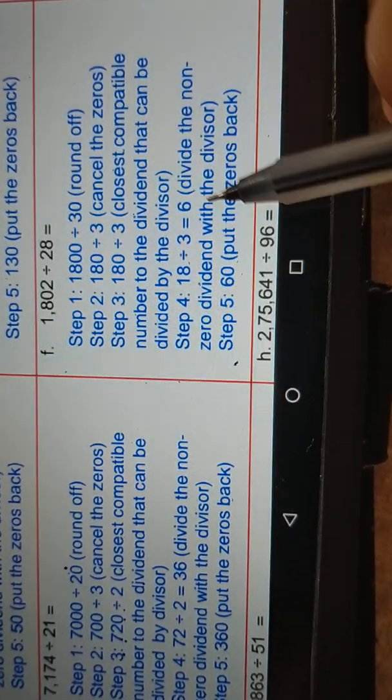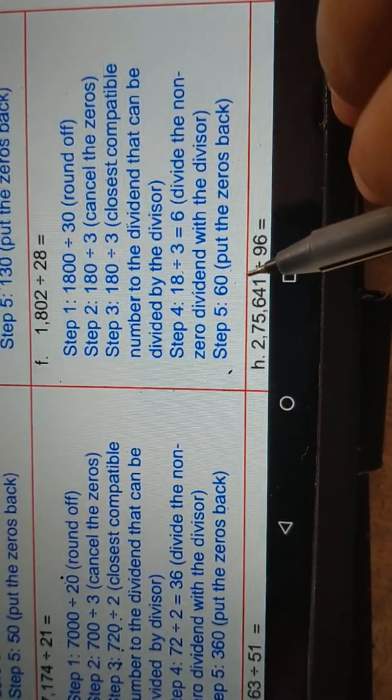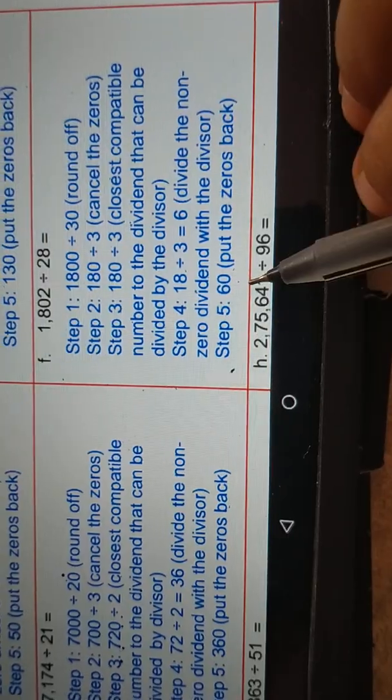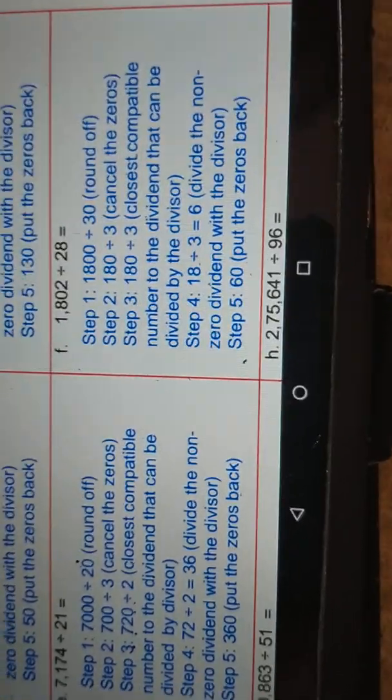6 is there. Then again we have to put the zero in step number 5. So put the zero back. Step number 5 is 60. This one is our answer. Now students, I'll give you 1 minute. You have to complete your work.